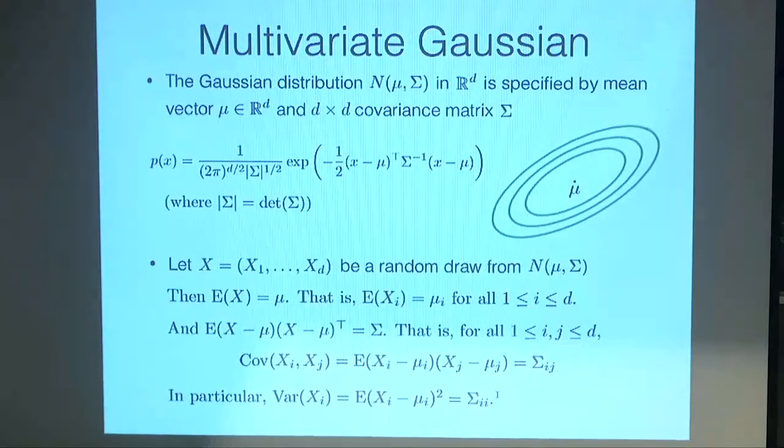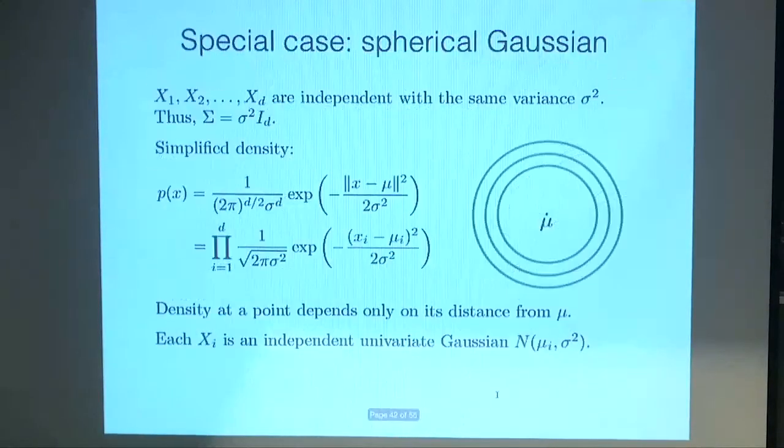Okay, so what does all of this mean, right? Let's look at a very simple special case. Suppose for now that all the components are independent with the same variance. That means the covariance matrix sigma is a diagonal matrix with the same entries in every component. So it's just some multiple sigma squared times the identity matrix in D dimension.